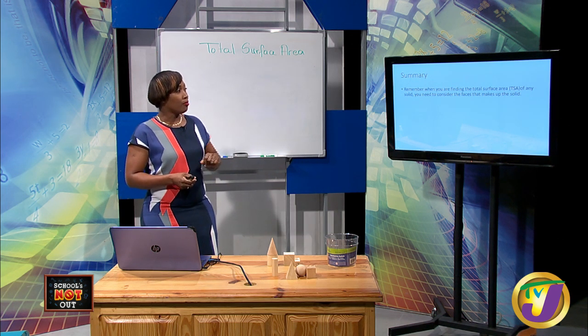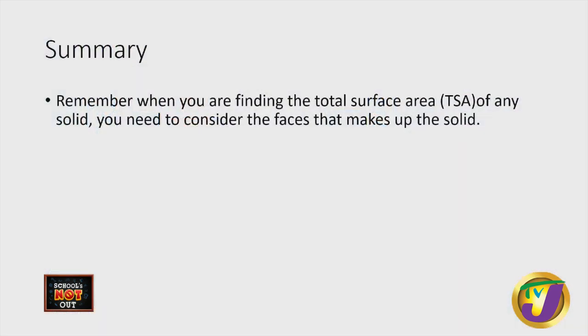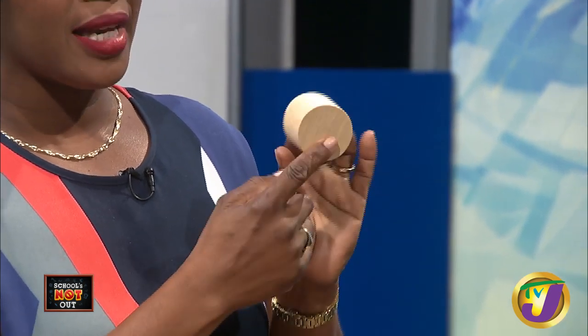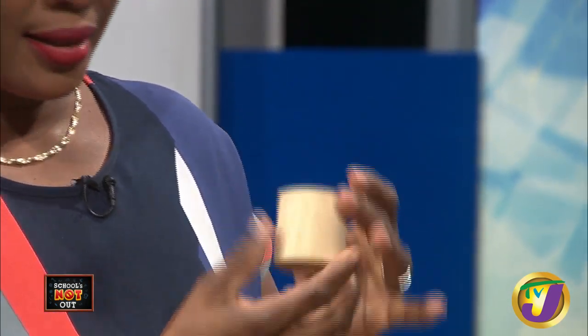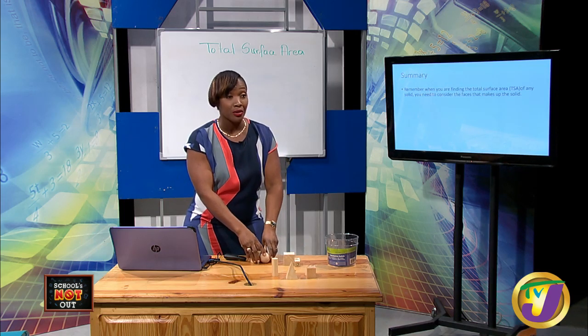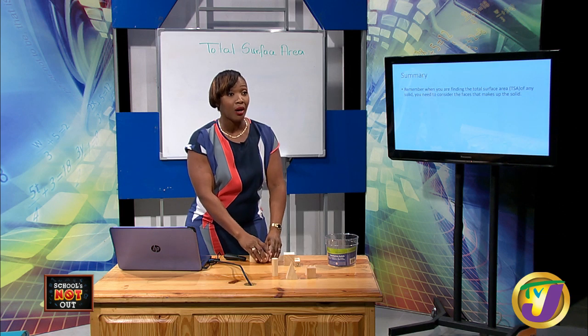So remember, when you're finding the total surface area, which we commonly call the TSA, of any solid, you need to consider the faces that make up the solid. Let us have a look at my desk to see the solids that we're looking at. For your cone, you have this curved surface plus a circular one. For your cylinder, you'd have two circular faces and your curved surface. And remember, we said that these are non-polyhedrons because not all their faces are polygons.